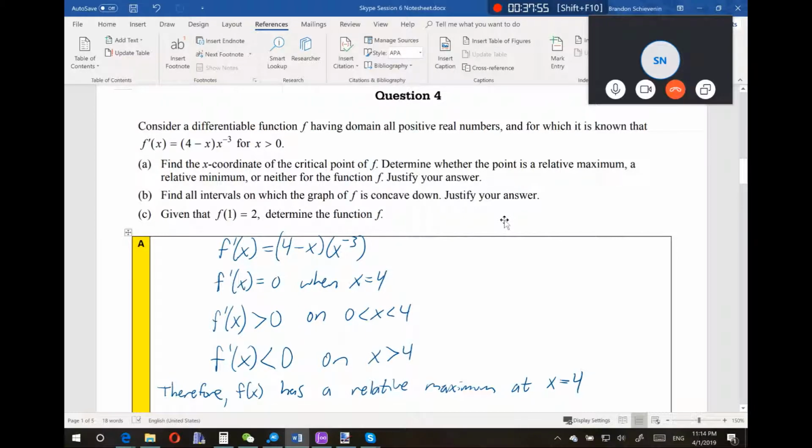Last one. Given that f of 1 is 2, we need to figure out what the function f would be. So I've got f prime right now. What would I have to do in order to get to f of x? Integrate the function. Perfect. So I do need to integrate. What am I integrating to? So from what to what? From f prime to f of x. I mean for our x values, so I'll integrate from x equals what to x equals what?